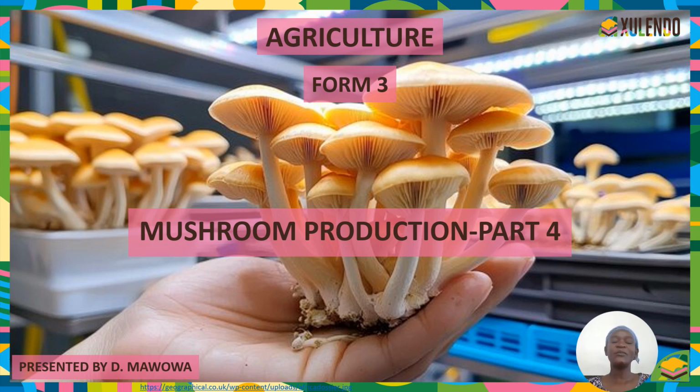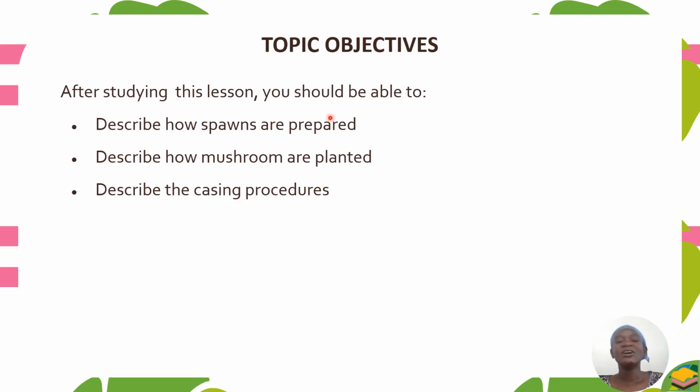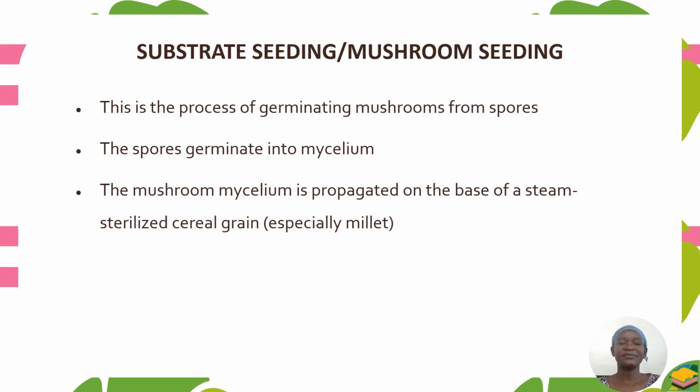Since we have prepared our substrates, it means now we'll go into details on how best we can grow our mushroom. So by the end of this lesson, you should be able to describe how spawns are prepared, describe how mushrooms are planted, and describe the casing procedures. Be with me as we go through today's lesson.